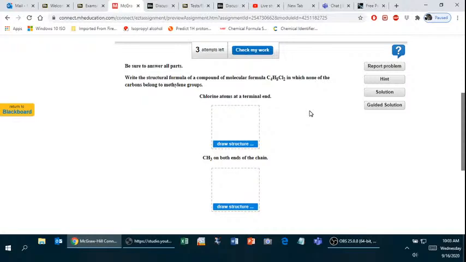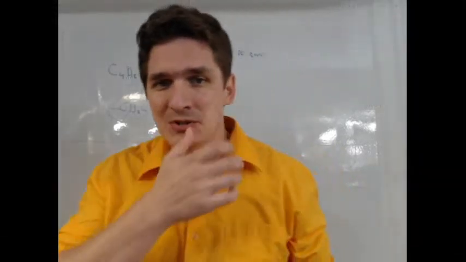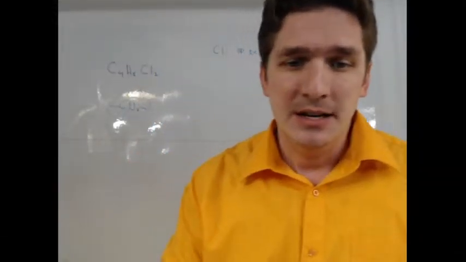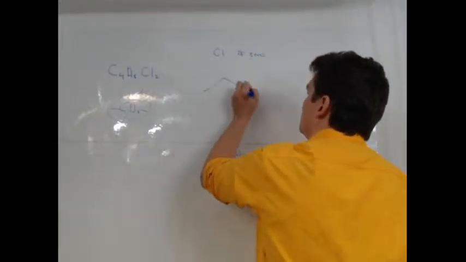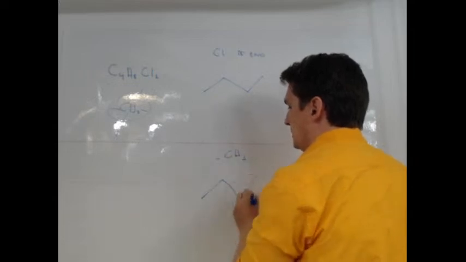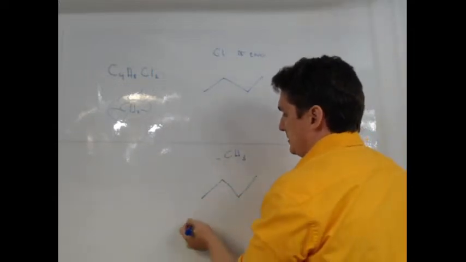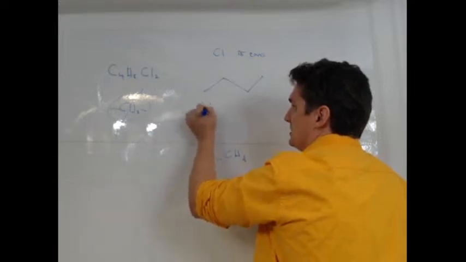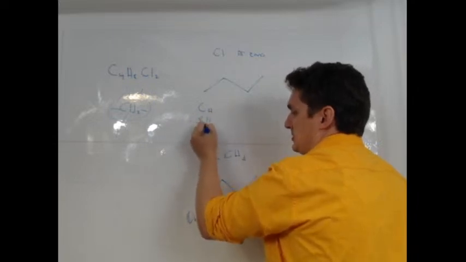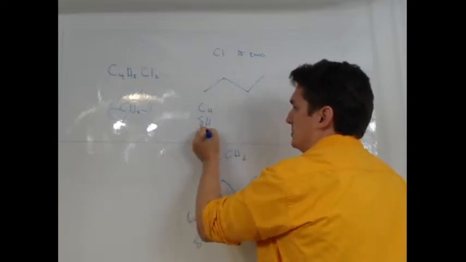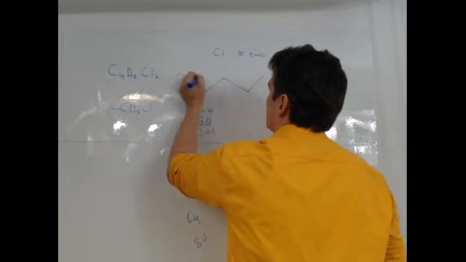So write the structural formula of the compound with molecular formula C4H8Cl2 in which none of the carbons belong to methylene groups. So as a first pass, I'm going to assume, since it talks about terminal ends, it's referring to linear chains. So we've got 4 carbons, 1, 2, 3, 4. Now this one's pretty easy. We terminate with CH3. So our chemical formula is C4, we've got H8, so there's 8 hydrogens that need to be incorporated, and we've got 2 chlorines. So also for this one, it says chlorines at the end.